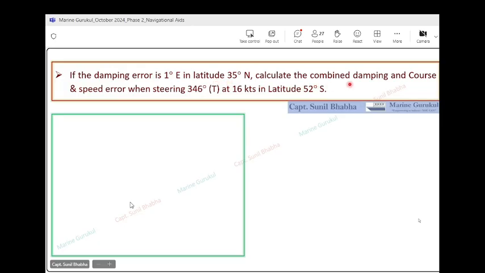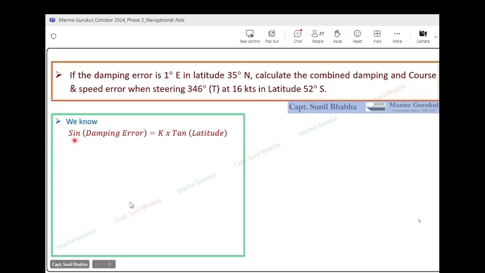We need to get the combined damping and course and speed error. So we need to get the damping error as well as the course and speed error, or steaming error, or CLSE, when the vessel is steering 346 true. So the course is given to us. At 16 knots, the speed is also given to us. And latitude 52 degrees south, the latitude is also given to us. So it will be a simple application of the steaming error formula. Let's now see the solution.